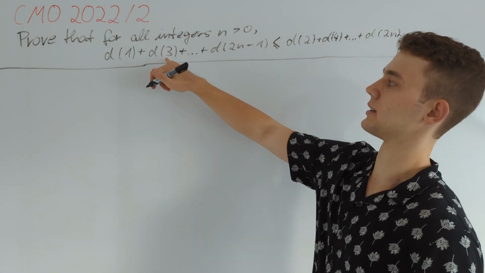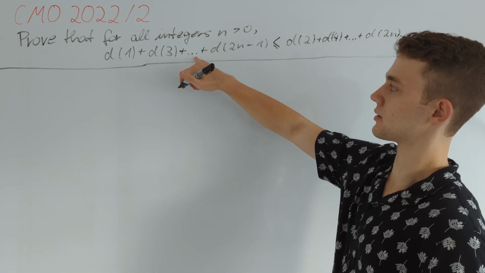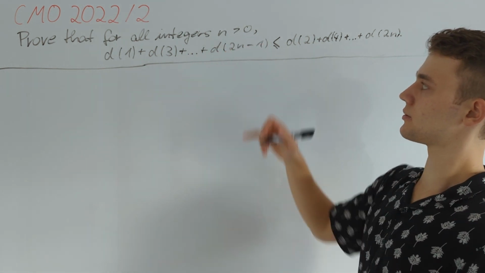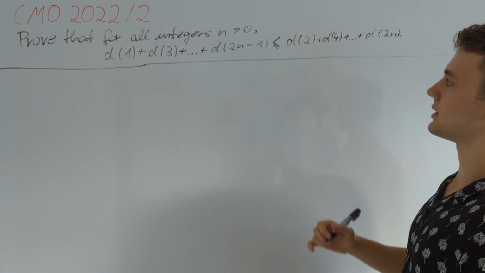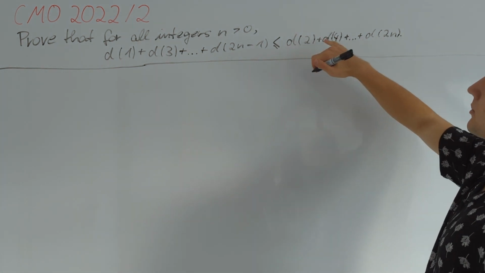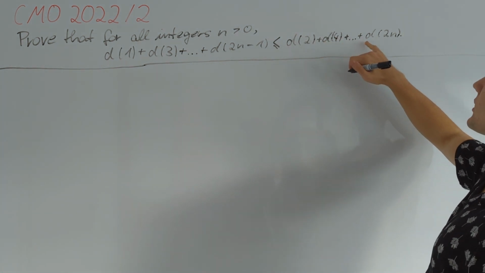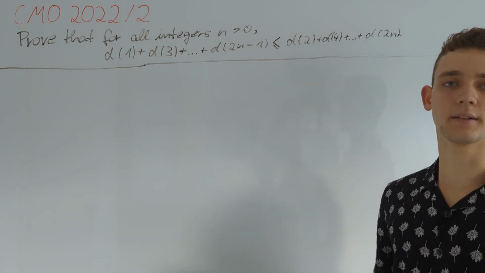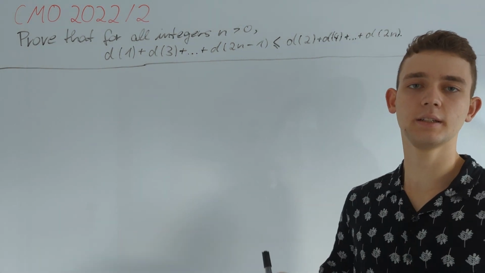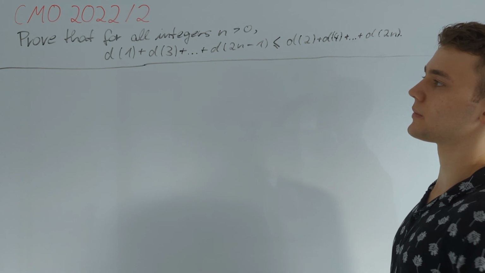d of 1 plus d of 3 plus ... plus d of 2n minus 1 is less than or equal to d of 2 plus d of 4 plus ... plus d of 2n. With this problem, it is really easy to get stuck for a long time.